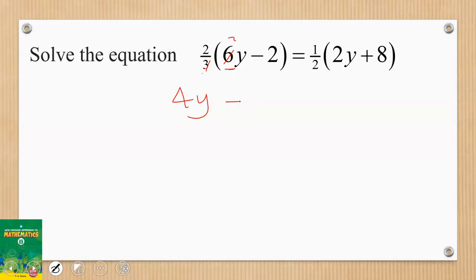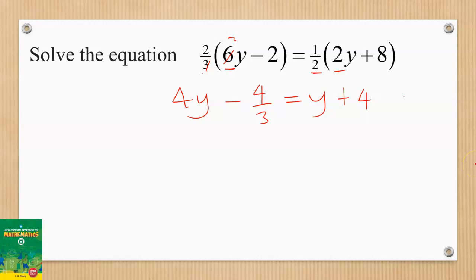Minus 2/3 times negative 2 will give us 4/3. What it means is that you have 2 over 3 times negative 2 over 1. And so 2 times 2 is 4, then 3 times 1 is 3. Then we are done with that part. We come here. Half times 2y will give us just y, meaning the 2 would cancel the 2. Plus half times 8 will give us 4 as well.